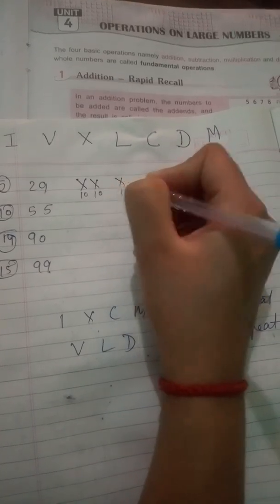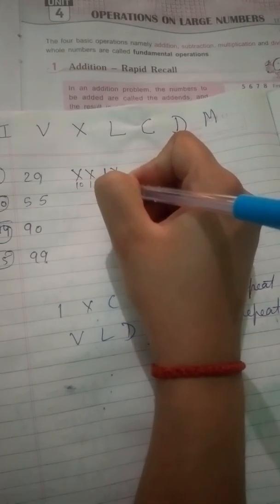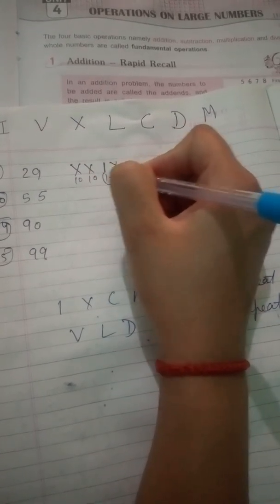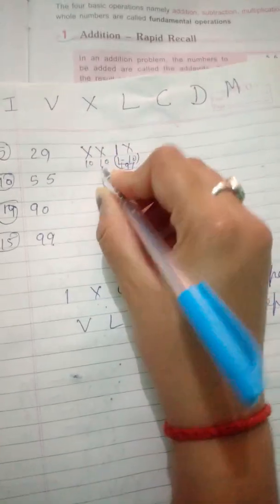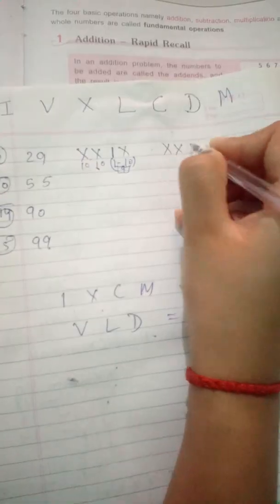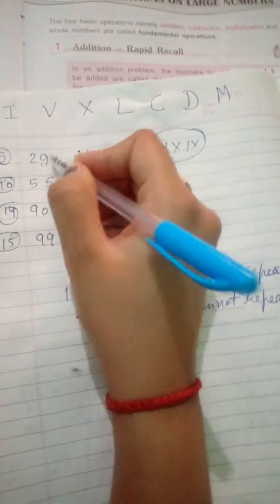29 is 1 less than 30. So there is also 10. But I want 9 here. So I will write I here. It means 1 less than 10 is equal to 9. 10, 10, 20 plus 9, 29. So my answer is XXIX. This is how I will write 29 in Roman numbers. You have to write directly this. This is only to make you understand.